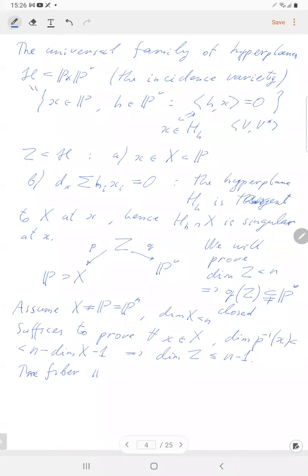The fiber over x is the set of H such that, first of all, they are orthogonal, so the sum of H_i X_i is 0. And second, the differential at this point of the sum H_i X_i is also 0.